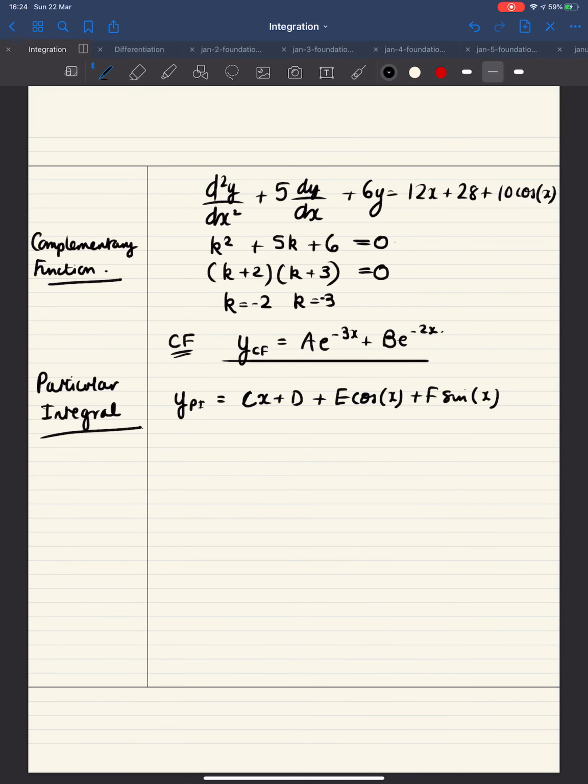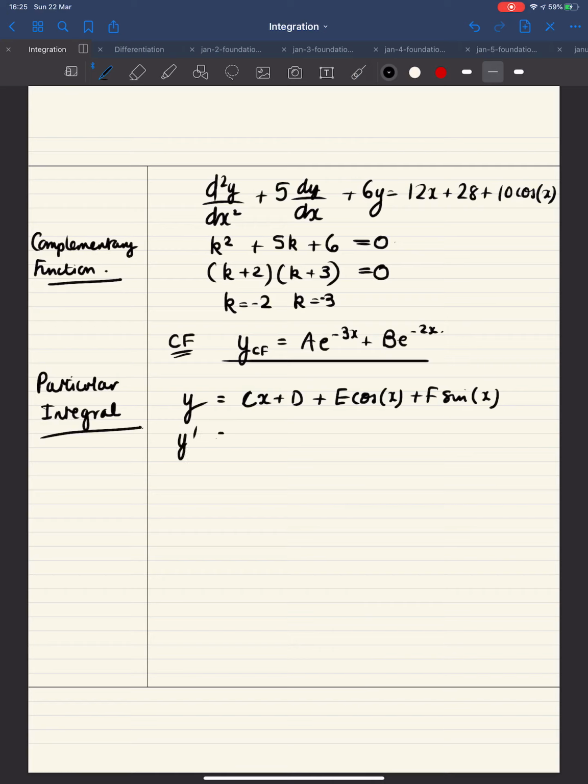Okay, I'll just put y because it's going to get messy otherwise, but just remember that's not the whole y, it's just the particular integral part of y. So we're going to substitute this into the equation. The y is there, I can multiply it by 6, that's fine. I've got to do 5 dy by dx, and then the second derivative as well.